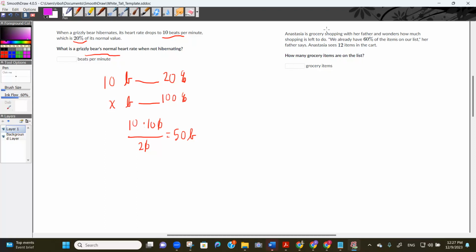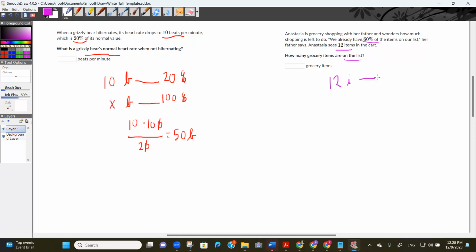Anastasia is grocery shopping with her father and wonders how much shopping is left to do. "We already have 60% of the items on our list," her father says. Anastasia sees 12 items in the cart. How many grocery items are on the list? So here we have, again, a similar case to what we had before. We are basically given a percentage, and we are trying to find out what the total is, all right? So we have, again, the same case here.